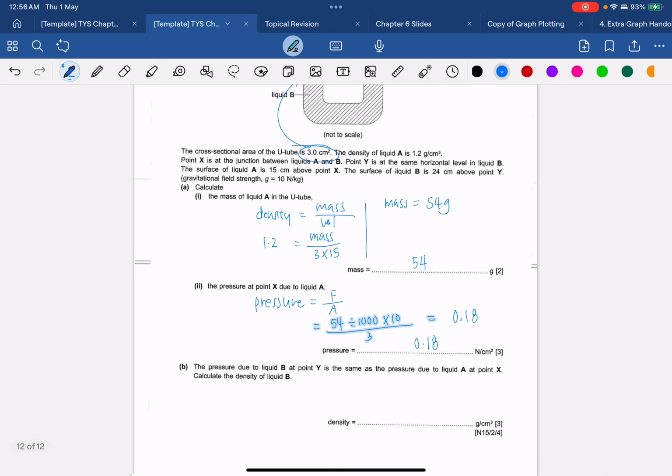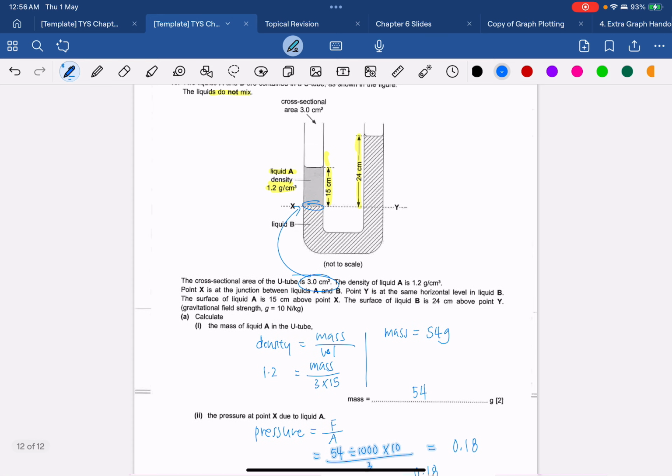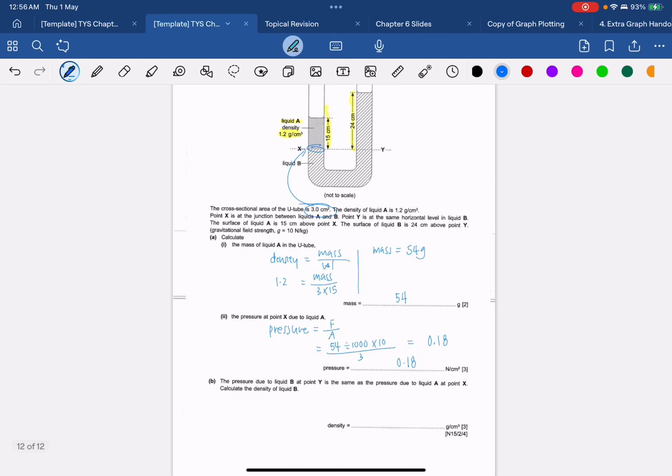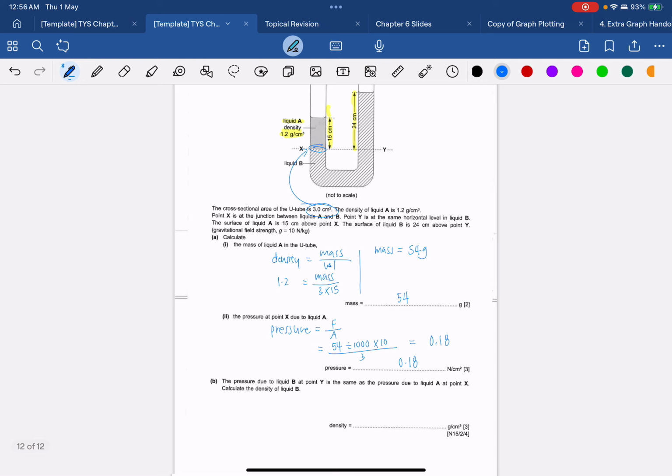The pressure due to liquid B, where's liquid B? Oh, right. At point Y is the same pressure as A at point X. So the pressure here and here is the same. I already found that it is 0.18 Newton per cm squared. So it should be the same, right?